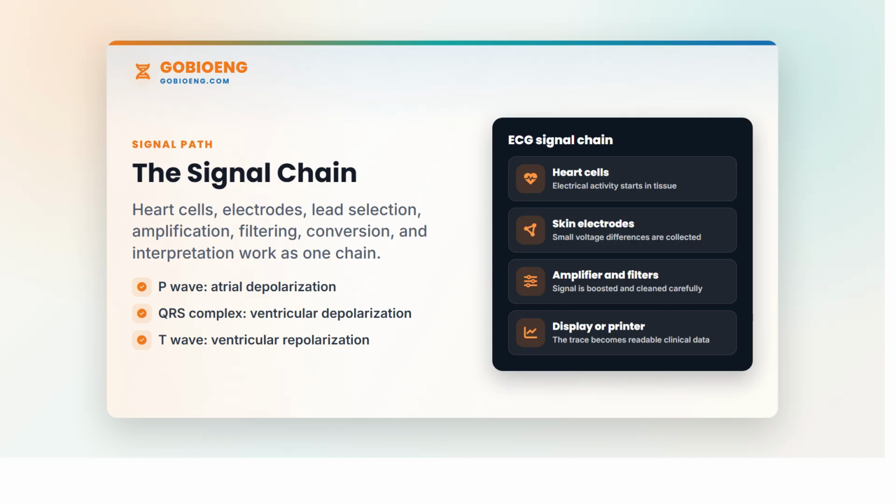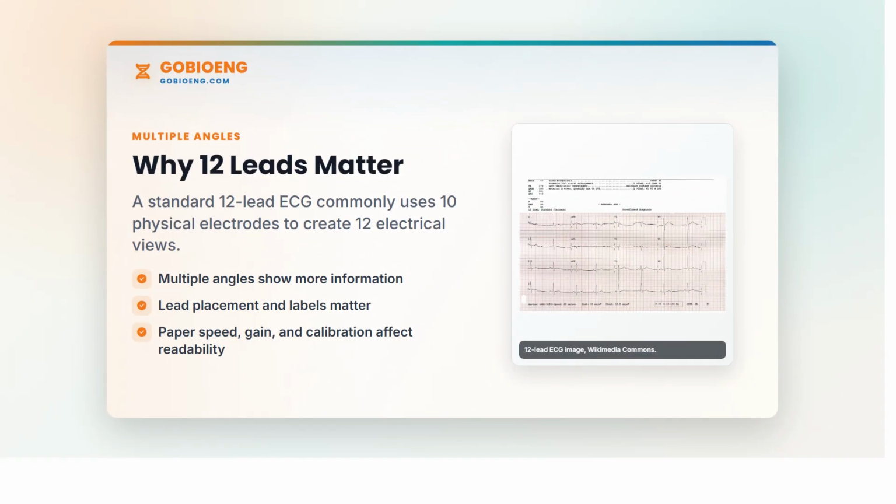The ECG paper is also part of the interface. Paper speed, gain, grid spacing, calibration pulse, and lead order are not decoration. They make the trace readable and comparable between patients and machines. A common paper speed is 25 millimeters per second. A common gain is 10 millimeters per millivolt. Changing scale or filter settings can change how the ECG appears.